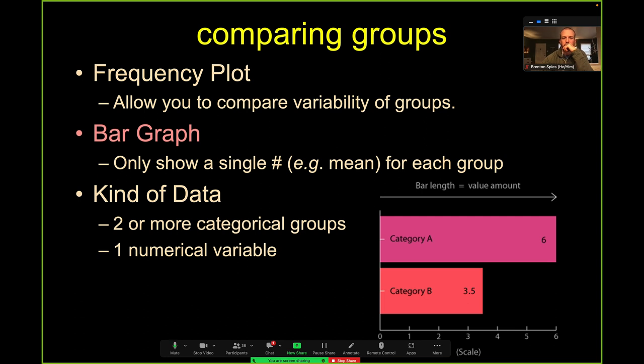Frequency plots can be helpful, but bar graphs are probably the most popular ones when we have a single number for each group. And in this case, this is a horizontal bar graph, very useful when we have two or more categorical variables and one numerical variable.